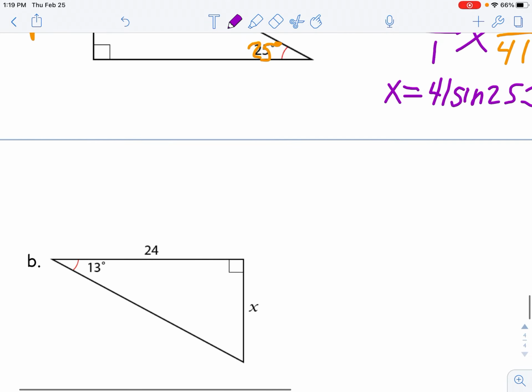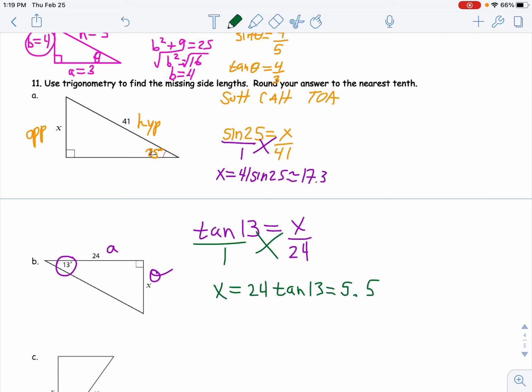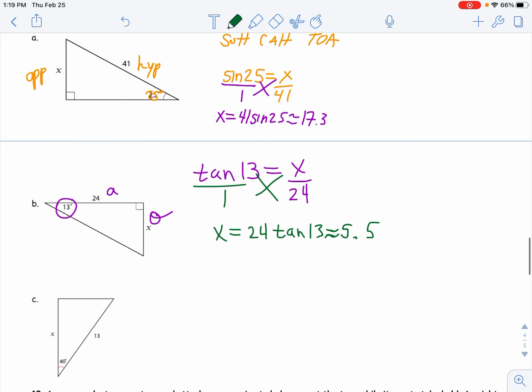All right, so then this one right here, we have the adjacent side, we have the opposite side. So which ones use O and A? That would be tangent itself. So tangent of 13 equals opposite x over adjacent 24. And then you just put it over 1, cross multiply, you get x equals 24 tan 13. And you get about 5.5, rounded to the nearest tenth.